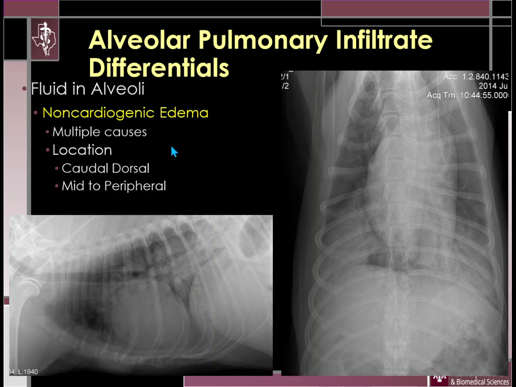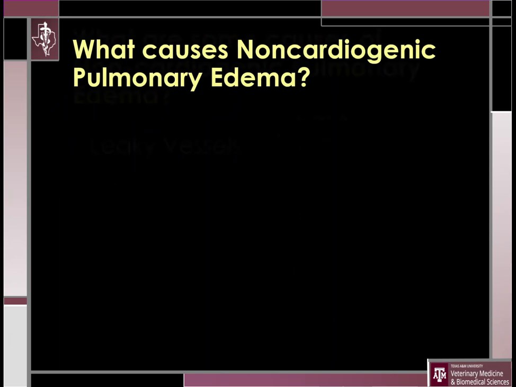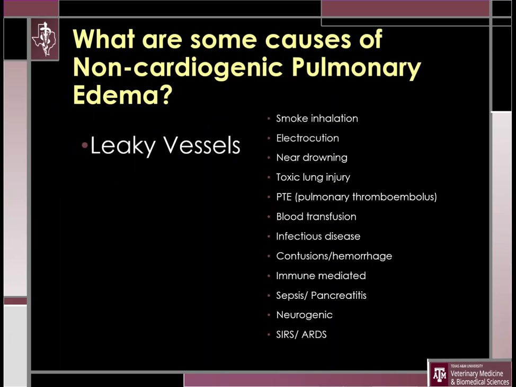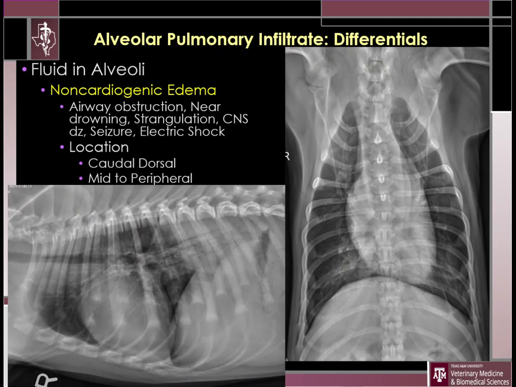Things that you would think about with this are electric shock, choking or near drowning episodes, airway obstruction, anything that causes leaky vessels can cause non-cardiogenic pulmonary edema. So this is a very long list of things that can cause it. You can get non-cardiogenic edema from things like infectious disease, so secondary to contusions or hemorrhage, because if those vessels are leaking, then you may have a non-cardiogenic component to whatever pulmonary pattern is present.